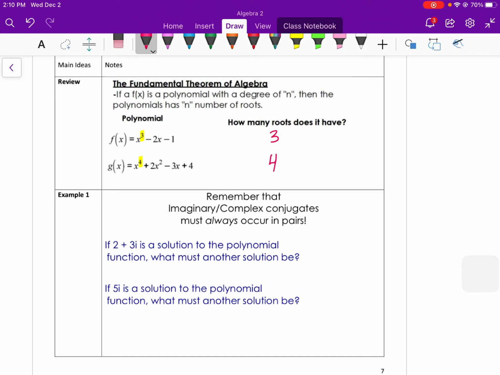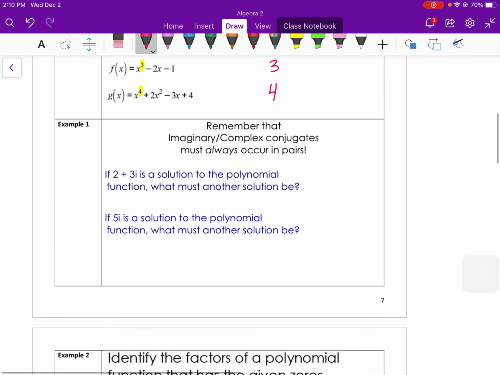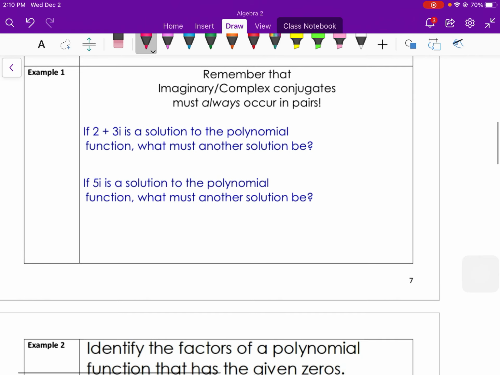And then remember, or learn now, that imaginary roots always come in pairs, because they are called the complex conjugates. So if you have an imaginary answer, you always have a pair of imaginary answers. If 2 plus 3i is the solution, then 2 minus 3i is also a solution.